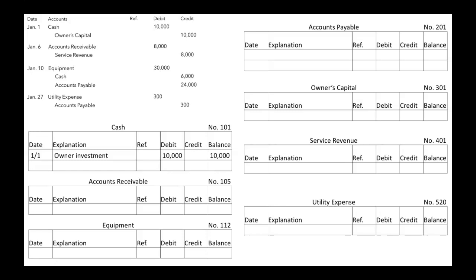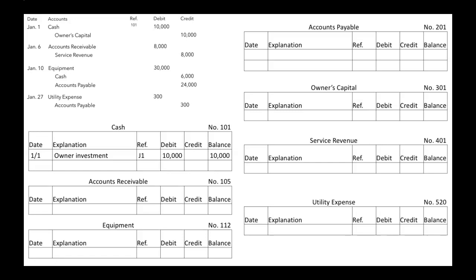Now you'll notice this reference column, this ref column, right? So in the ledger itself, we put the journal page. So this was on the first page of our journal, let's say, so our reference would be J1. But then we also want to show in the journal itself that we posted it to the ledger. So we put the account number. So we get this 101 because cash, its account number, we were told was 101.